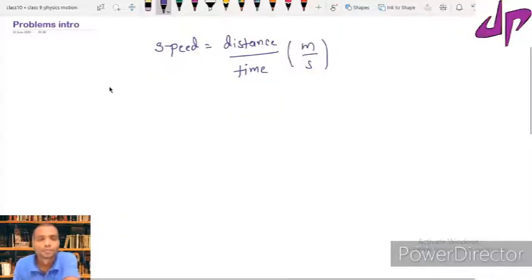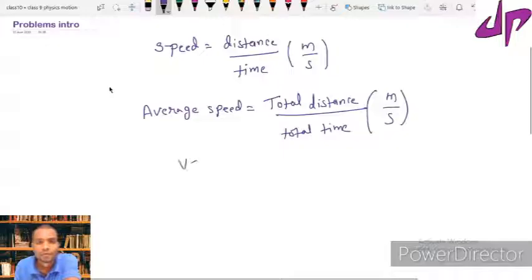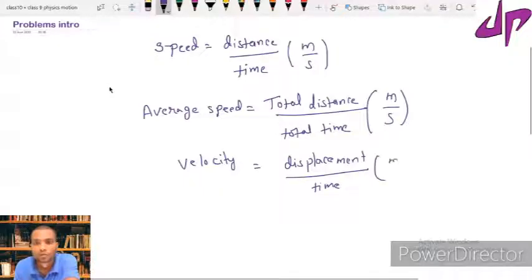Units are meter per second. After that, average speed: average speed equal to total distance upon total time. Its units are also meter per second. Next one is velocity. Velocity is displacement upon time. Its units are also meter per second.